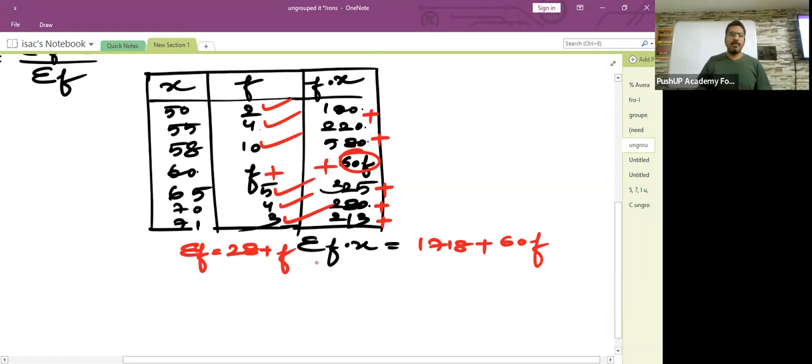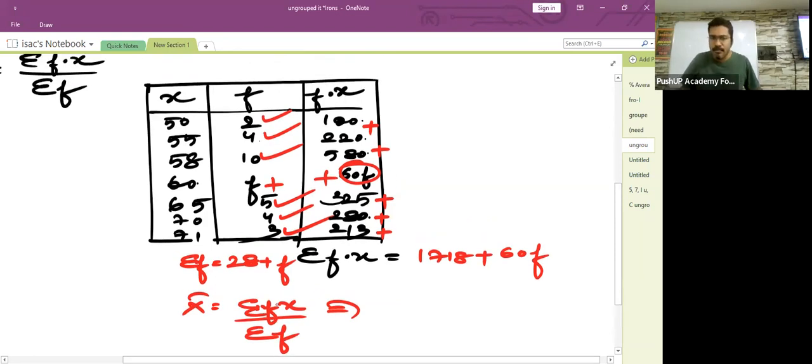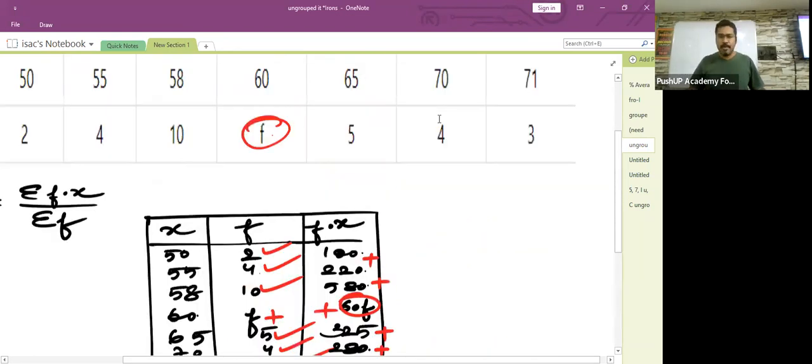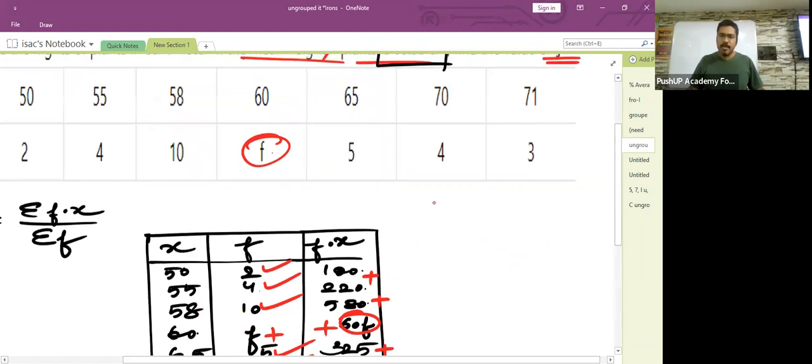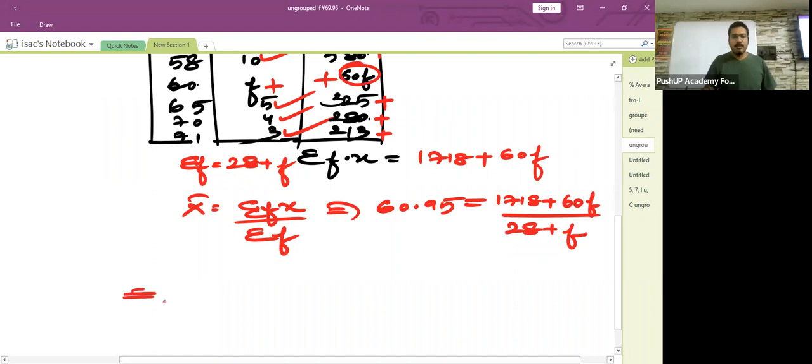Now, children, we have to get the value of f. We all know the value of x bar. It is sigma fx upon sigma f. How much was the value of x bar? It was given to you in the very beginning, 60.95. So let me put it here: 60.95 is equal to sigma fx, which is 1718 plus 60f, whole divided by sigma f, which is 28 plus f. Now we need to cross multiply both the sides.